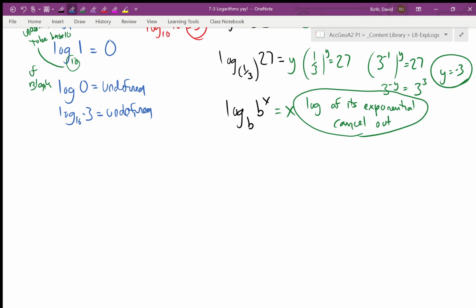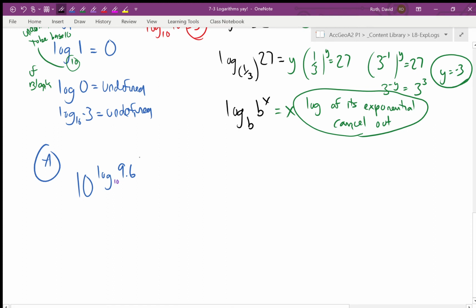Think about another one. 10 raised to the log of 9.6. Now, don't forget, I am assuming there's a base 10 here, because if it's not written, it's assumed to be base 10. But let's put this into words. 10, and I guess I'll put a box around it.